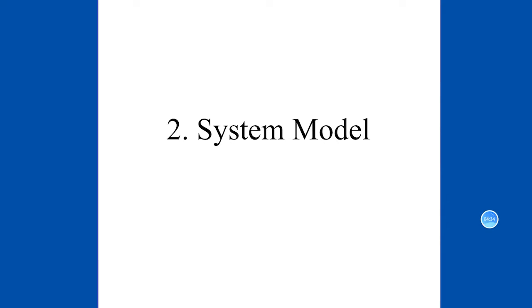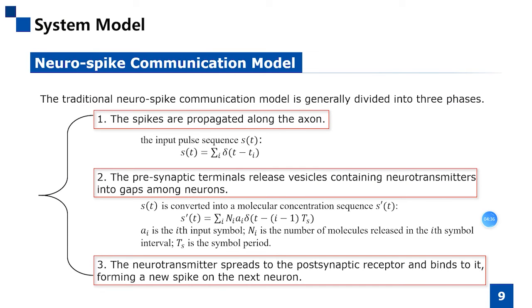Then I will introduce the system model. The traditional Neuro-Spike communication model is generally divided into three phases. First, the spikes are propagated along the axon. The input signal is represented by S(T) in this paper. It is composed of Dirac functions.